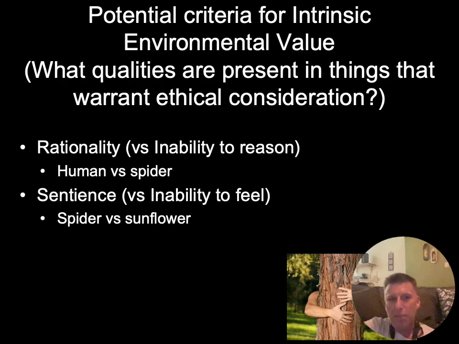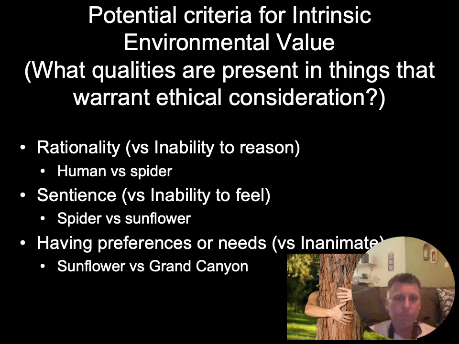Another sort of cutoff point would be sentience. And in particular, sentience being the ability to feel things, in particular the ability to feel pain. This is a really popular view that stems from Peter Singer and has been adopted by animal rights movements. And that's that individuals that can feel pain are the things that have this intrinsic value.